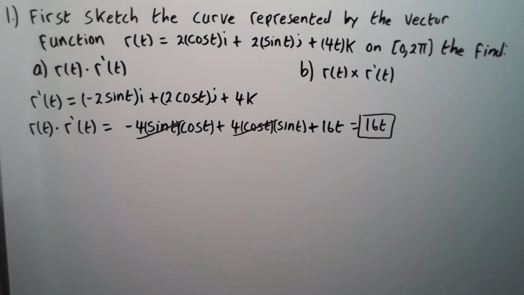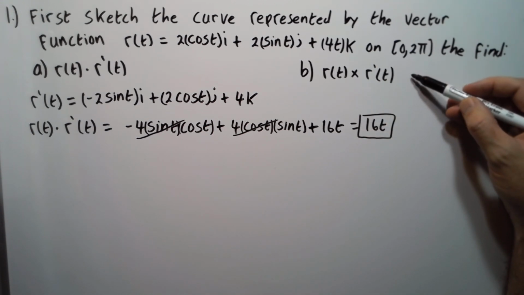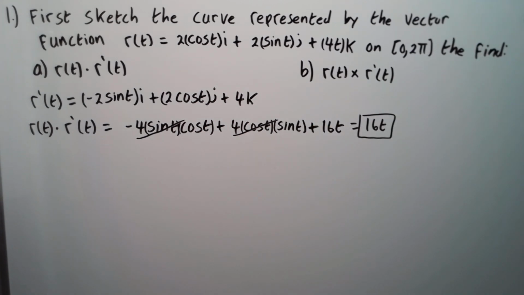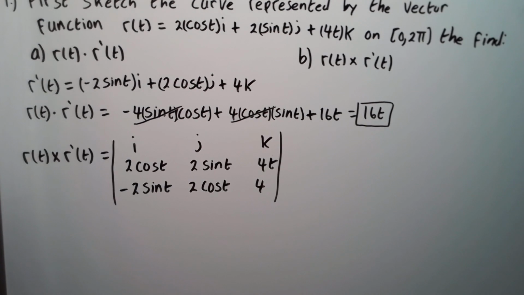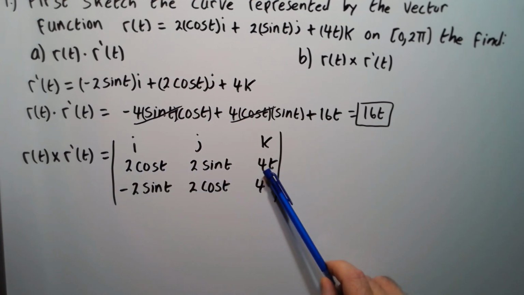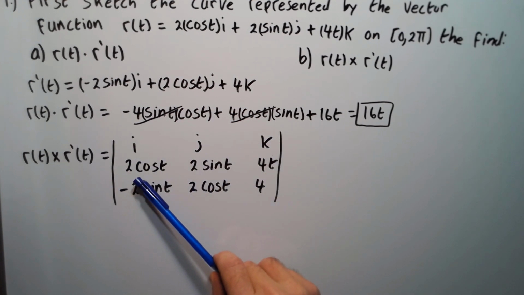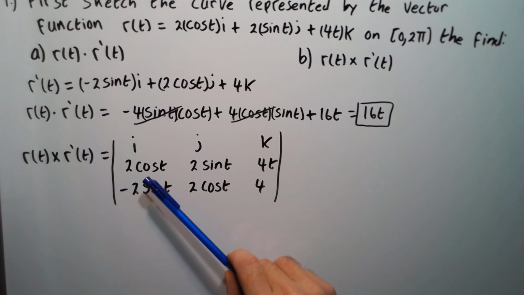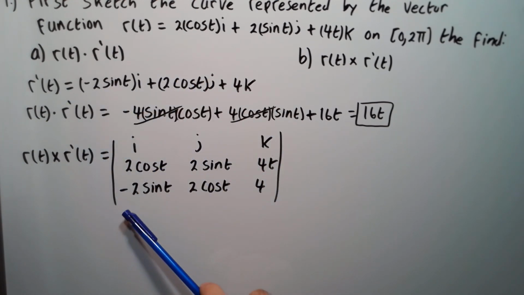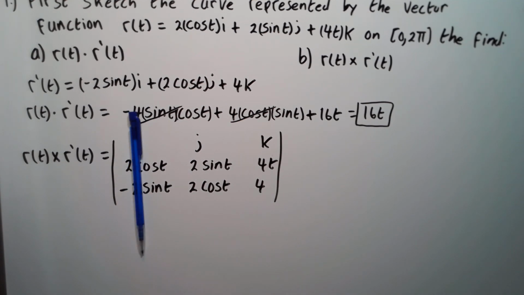Okay, let's do now part B here. So let's look at the cross product now. Let me write it over here. Okay, so here's my cross product definition. I have the i, j, k first row, so r(t) second row, and r prime's up here on the third row. So let's do the cross product. We'll do the i component first.